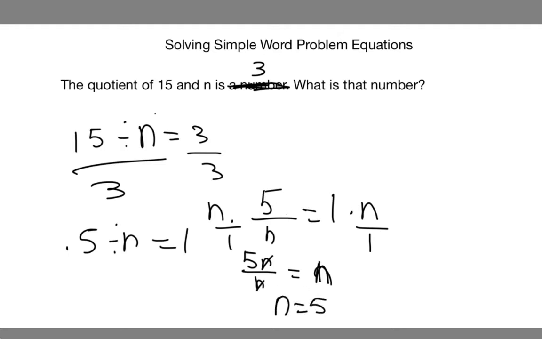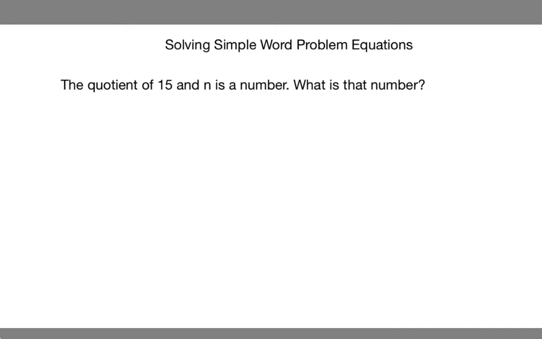Another easy way would just be if you knew that 15 divided by 5 equals 3. This is really a lot more complex than you would have imagined 15 divided by 5 being. Let's just get on to the next problem. That was a lot of unnecessary work that we didn't need to go through.